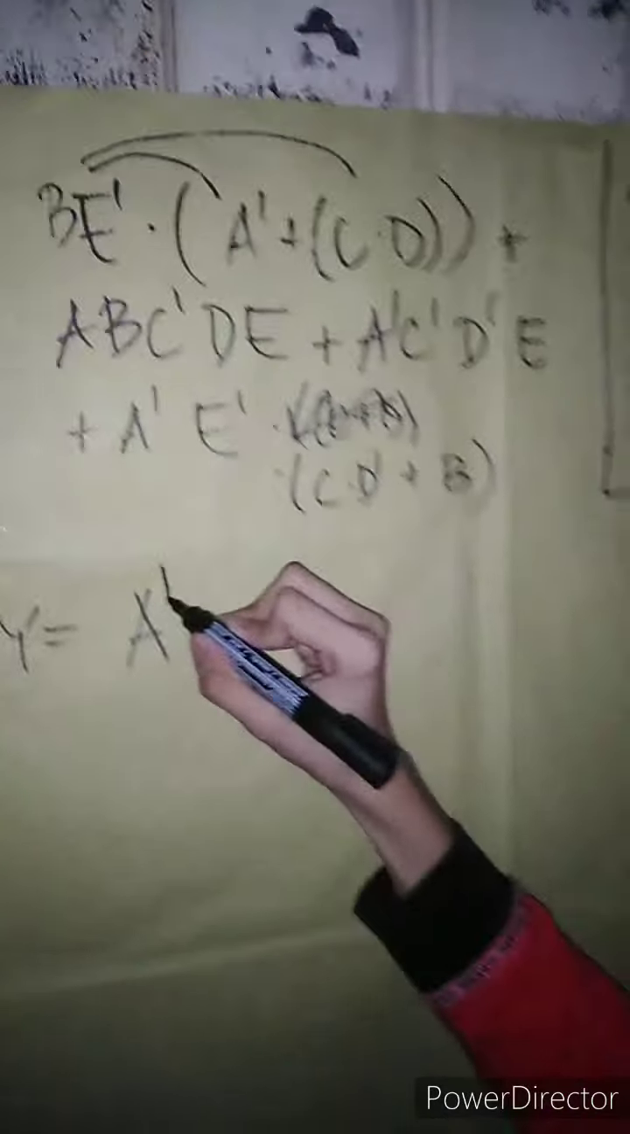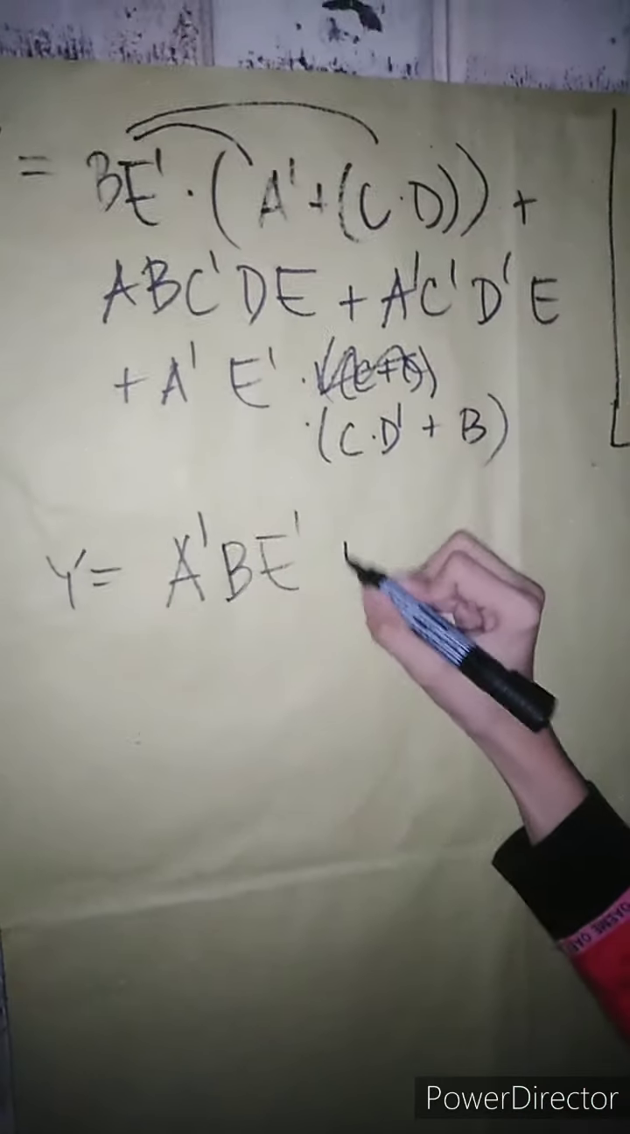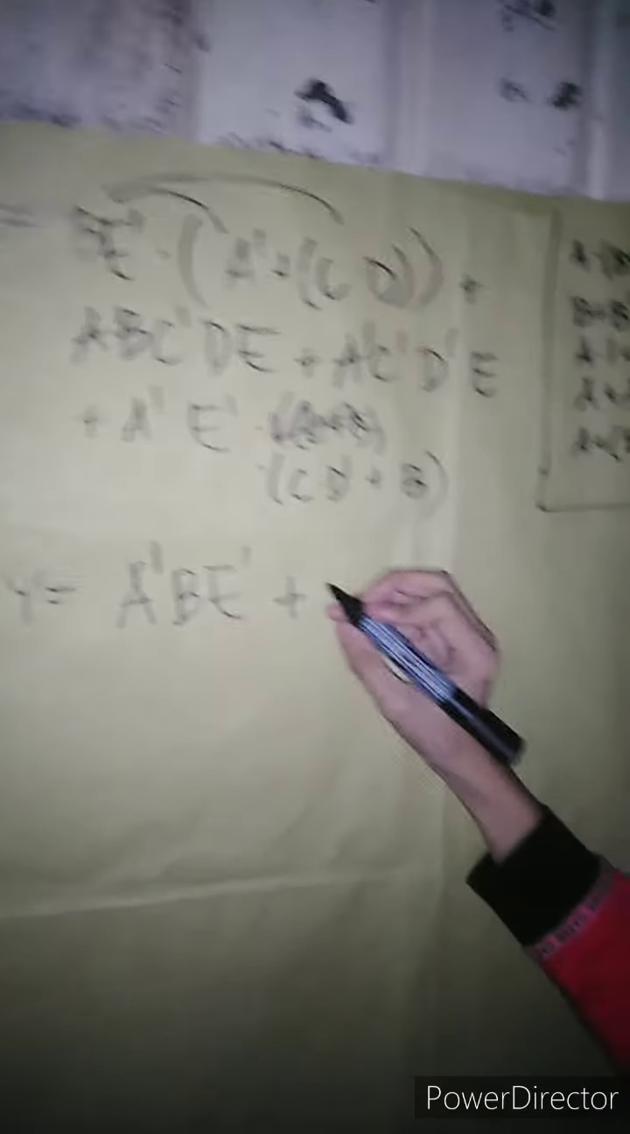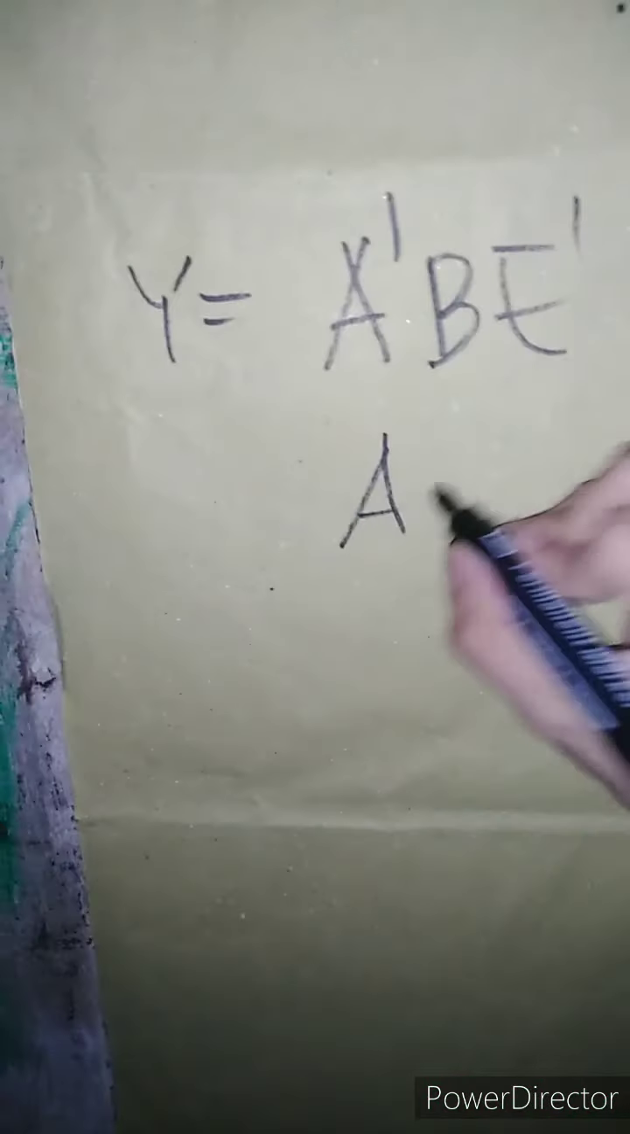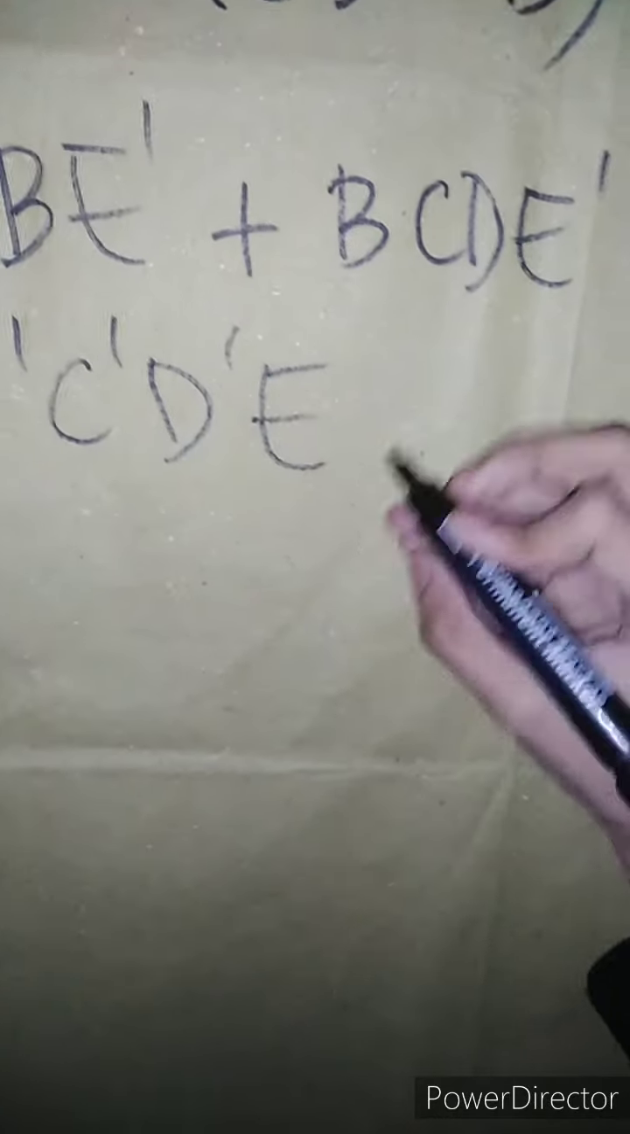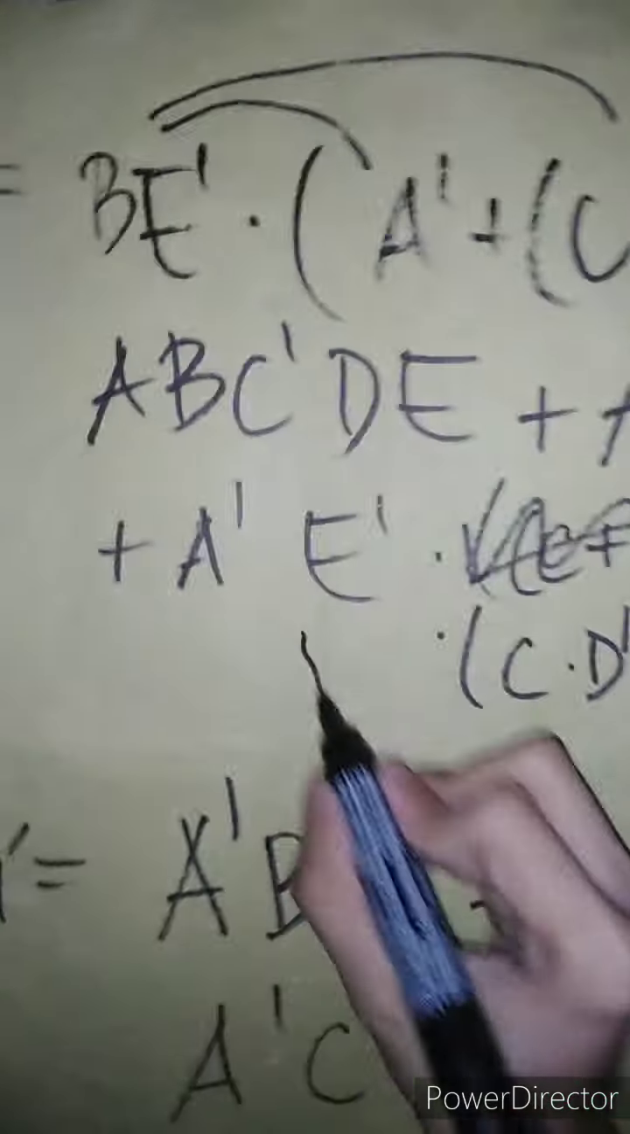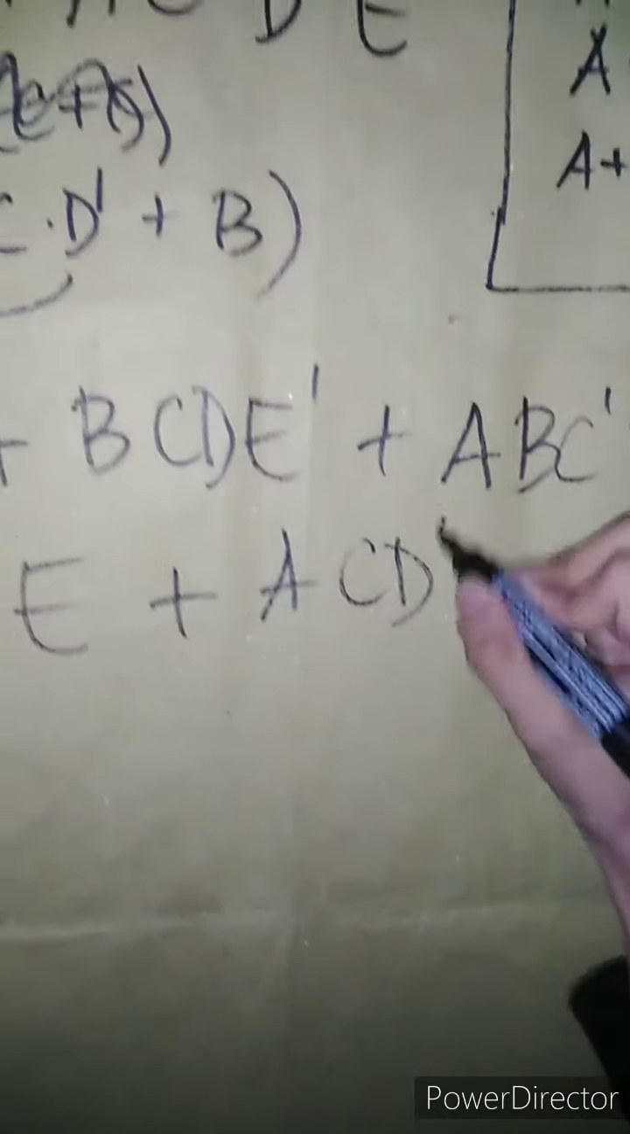Now, using the distributive property, particularly this one, we will have A prime, B, E prime, or B, C, D, E prime, or A, B, C prime, D, E, or A prime, C prime, D prime, E, or A, C, D prime, E prime, or A prime, B, E prime.